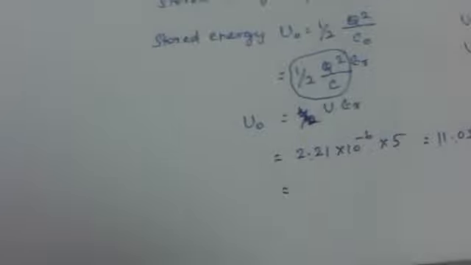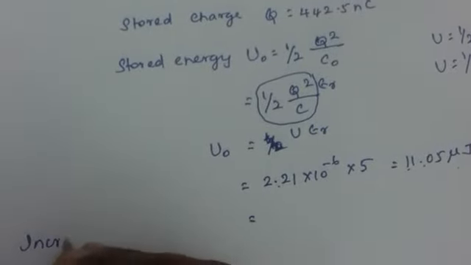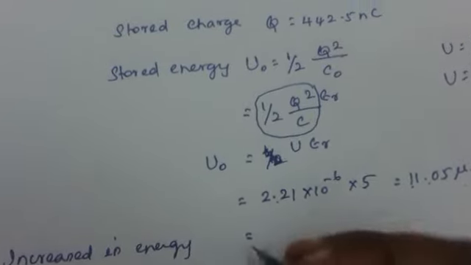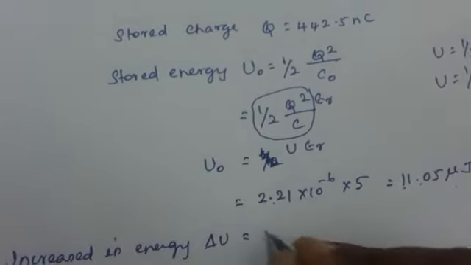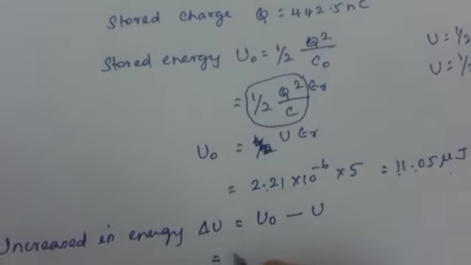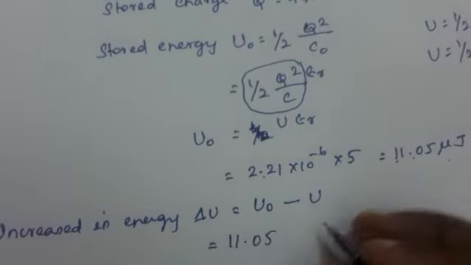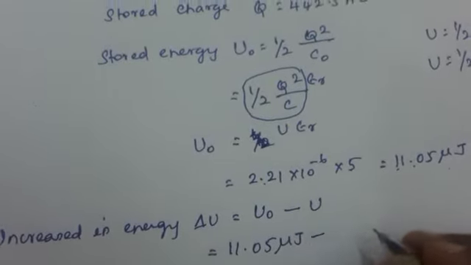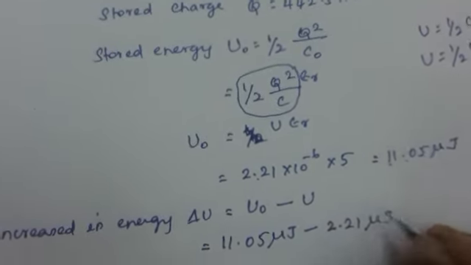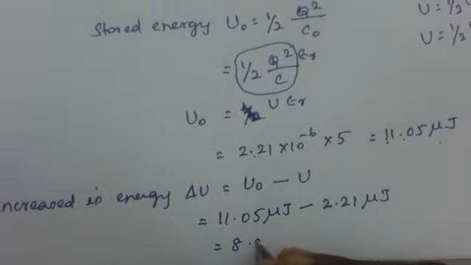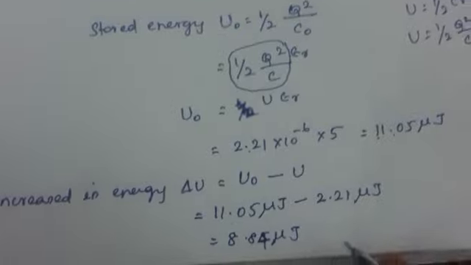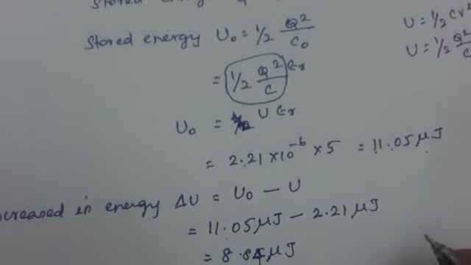Now what is the increase in energy? The increase in energy, delta U, is equal to U0 minus U. What is your U0? 11.05 microjoules minus your U value, 2.21 microjoules. So how much energy is increased? If you subtract this, you will get 8.84 microjoules.